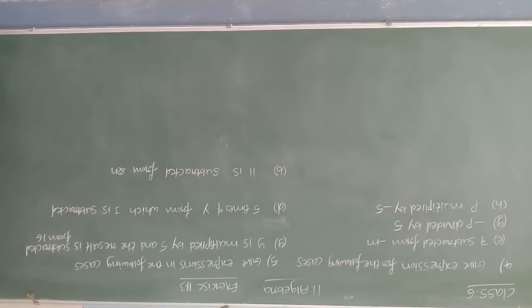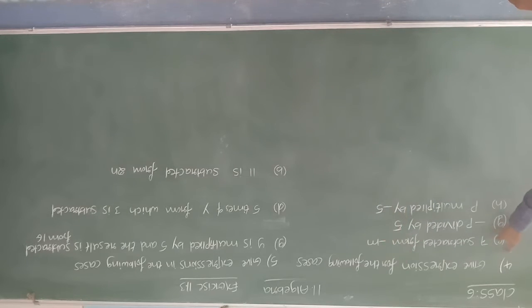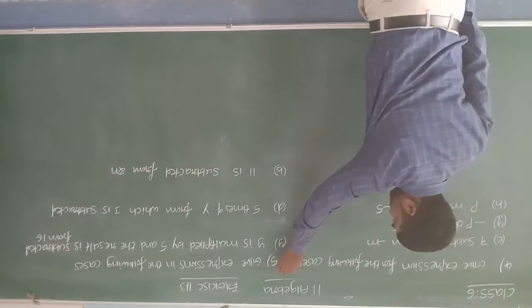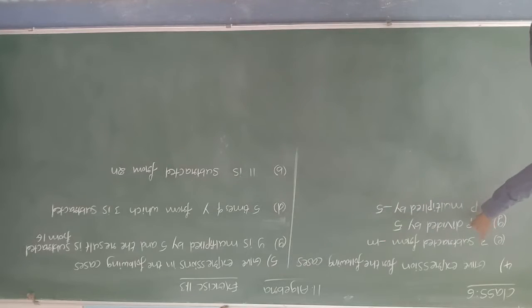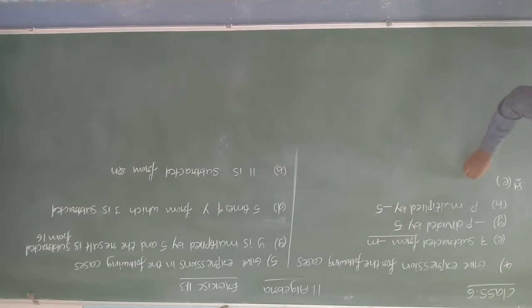Children, let's see some more examples of how to write the expression for the given statement. Give expression for the following cases. This is the fourth bit from exercise 11.3. 7 is subtracted from minus m. So let us go for the solution. Let me explain: 7 is subtracted from minus m. From minus m, what is subtracted? 7. So like this we can write.